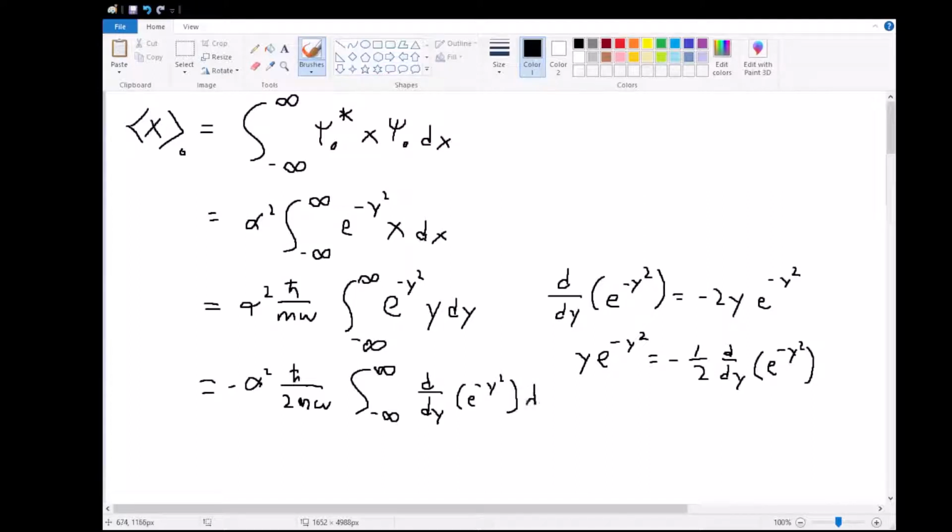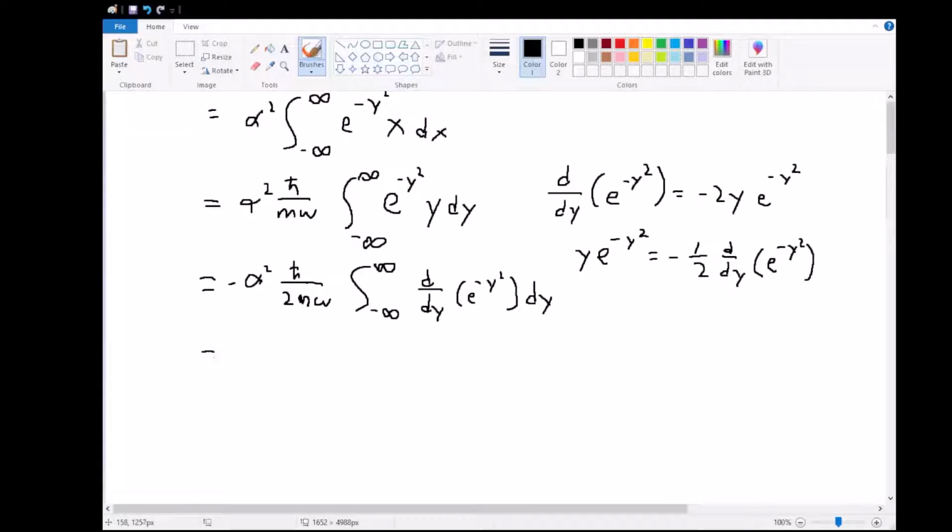times dy. And this is a derivative of an integral, so that cancels out, and we get that this is equal to negative alpha squared h bar over 2m omega multiplied by e to the negative y squared, evaluated from y equals negative infinity to y equals infinity.